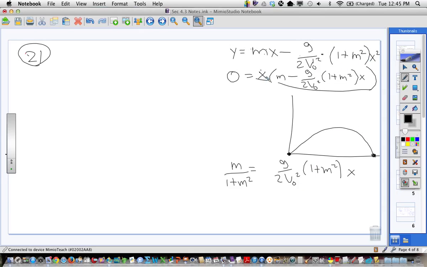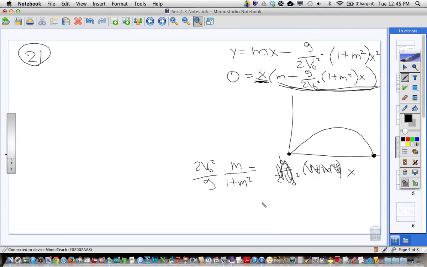What I'm doing is I've got x times all this equals 0, so either x equals 0 or this equals 0. The x equals 0 is at the beginning, so I don't care about that. Now I just care about what this x is. I divide by the 1 plus m squared, and then to get rid of this, I multiply by the reciprocal. So I'd have 2v sub 0 squared over g, and that equals x. So that's where that equation comes from.